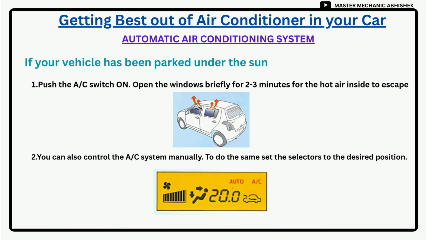If your vehicle has been parked under the sun, first, push the AC switch on. Open the windows briefly for 2 to 3 minutes for the hot air inside to escape. Second, you can also control the AC system manually. To do the same, set the selectors to the desired position.